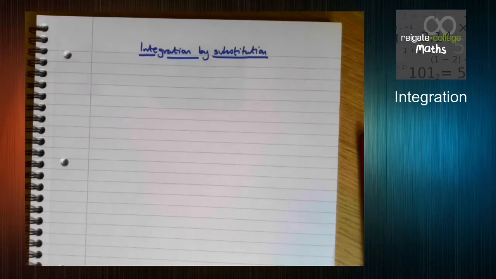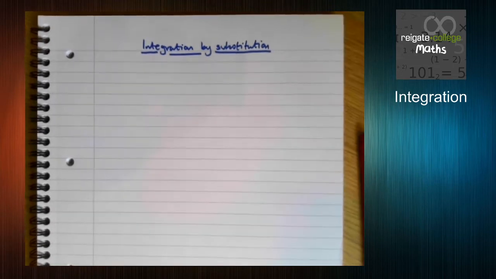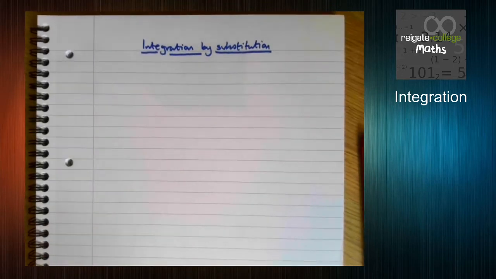So when does integration by substitution become important? Well, there are two situations where it becomes useful. One, you're told to use it. Simple as, you're told to use it in the exam.